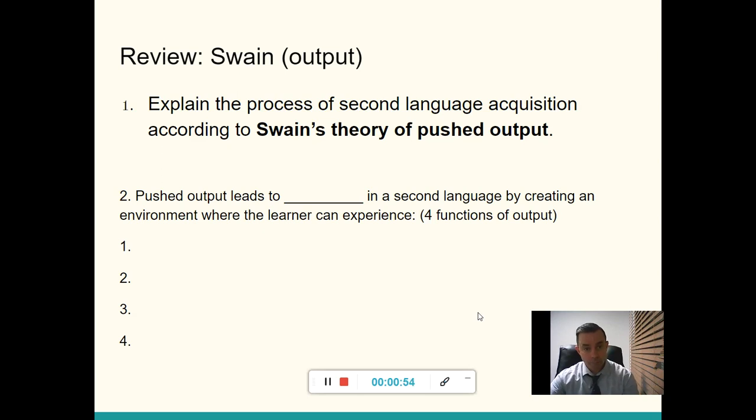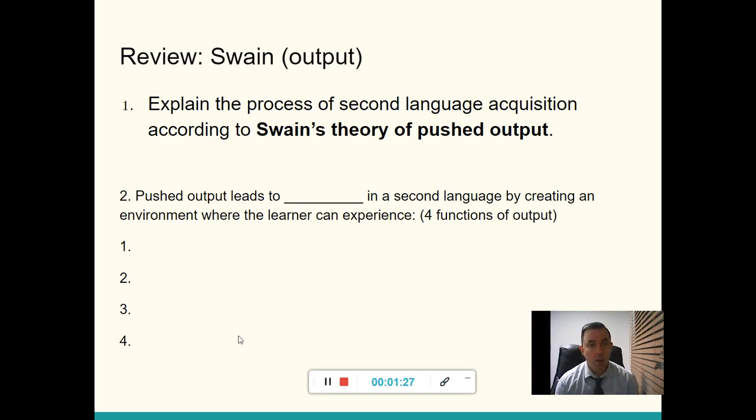Now, before we begin, it's important to remember the work of Swain, okay, because Krashen and Swain both heavily influenced Long in Long's interaction hypothesis, and you can see the influence throughout. So as I'm doing this, see if you can answer by yourself before the answers are revealed.